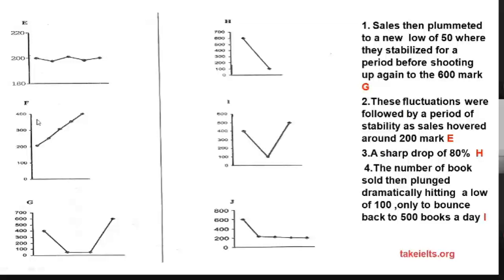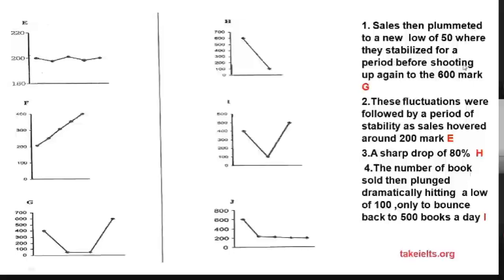At the bottom, 50, they stayed there for some time for a period, isn't it? Stabilized here, stable before shooting up to the 600 mark. That means after that it shot up to 600. So what language are you learning from here? Plummeted to a new low, shooting up again to the 600 mark.